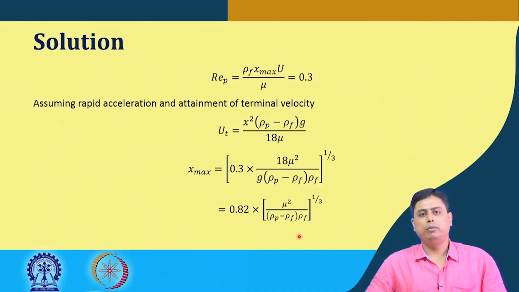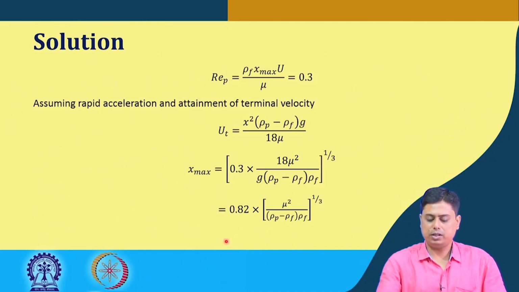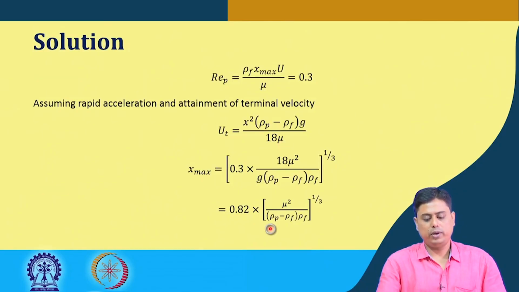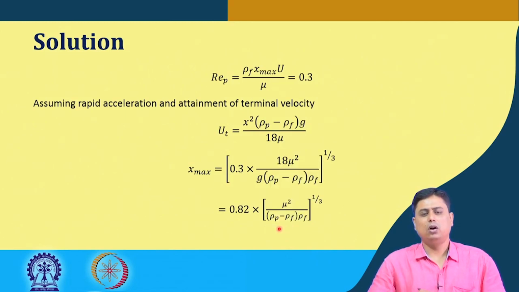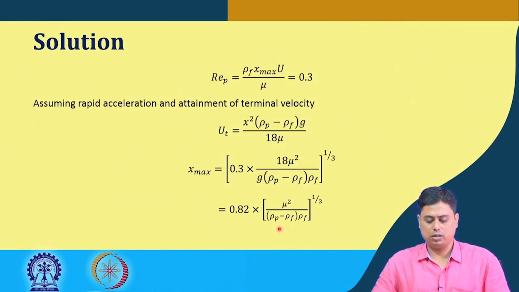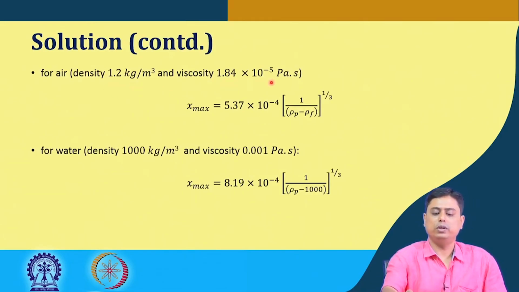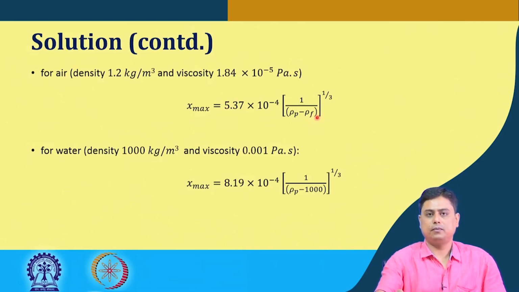Now, depending on the fluid property, because particle densities are mentioned, that is the range from 2 to 8000, we vary it from 2 to 8000 for a particular rho f. The rho f can be either water or air. In both cases, the densities and the viscosities have to be mentioned. So, for air, rho f is this one, mu is this one, and we can find an expression of X max. Here, we place values from 2 to 8000 and get the value of X max.